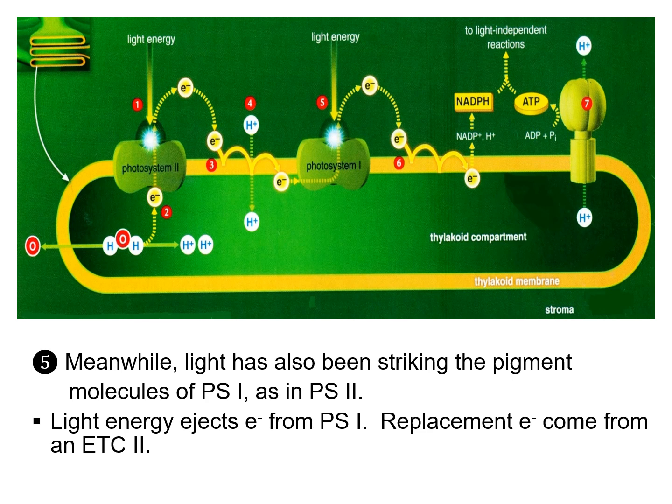The replacement of the ejected electron in photosystem 2 will come from the water molecule. Meanwhile, the replacement of the electron ejected from photosystem 1 will come from electron transport chain 2. It shows that photosystem 2 and photosystem 1 are related in the form of an electron supply chain.